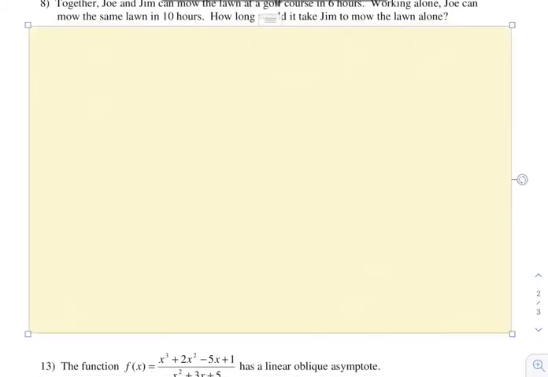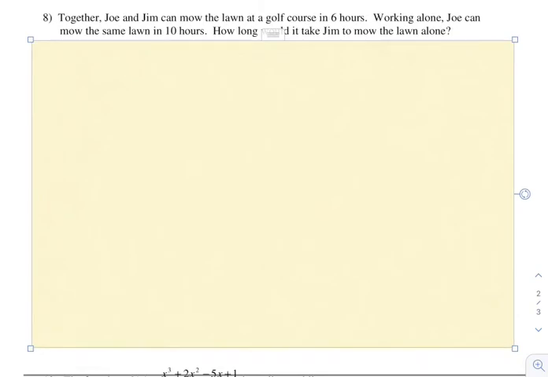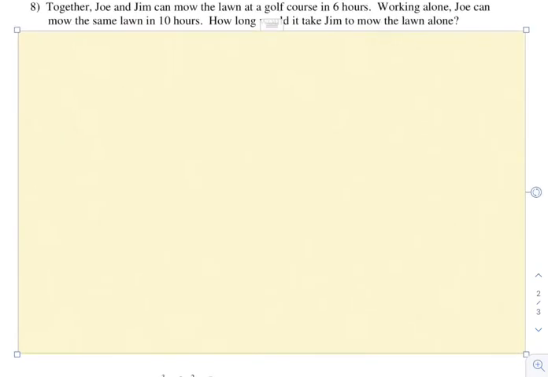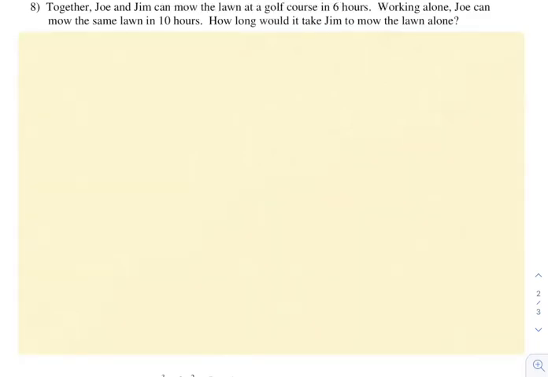So this one: together Joe and Jim can mow the lawn on a golf course in 6 hours. When working alone, Joe can mow the same lawn in 10 hours. How long did it take Jim to mow the lawn alone? So let's go through this. We're going to say Joe, Jim, and together. Joe can mow the same lawn in 10 hours. So he's 1 over 10. One lawn in 10 hours.